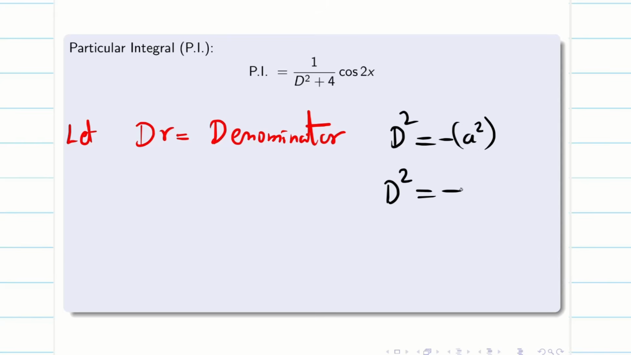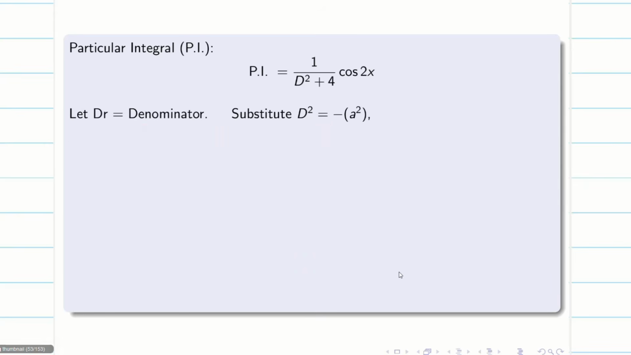Here d square is minus 2 square, that is minus 4. So now when we calculate the denominator dr, minus 4 plus 4, it's going to be 0. So the above rule does not work. If it is 0, then we have to multiply by x and differentiate the denominator by d. D square plus 4 differentiation is 2d.